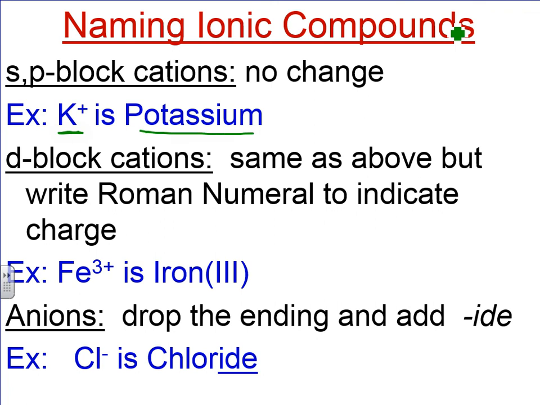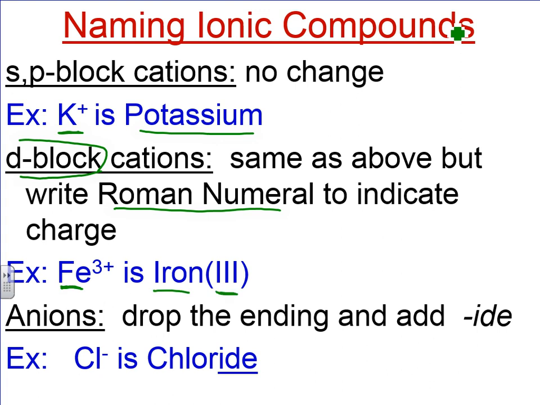If it comes from the D block, for the D block cations, which means metals, you do the same thing, except you indicate the charge using a Roman numeral. This is important because D block cations have more than one variety. That's why we have to indicate the charge. Remember, there are 2 types of iron, so you have to tell what type of iron you're dealing with. In this case, you say iron, and then 3, Roman numeral 3, in parentheses.